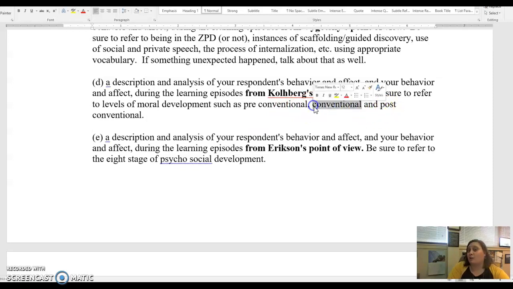If it's all about following the rules for that student, then they're probably going to fit in the conventional stage. But if it's more about the greater good, then they might fit in the post-conventional stage. If they're just worried about getting a piece of candy or getting in trouble if they don't do it, then they're probably in the pre-conventional stage. There's a little more to it than that, so go back to your book and read. But in general, that's what's going on there.